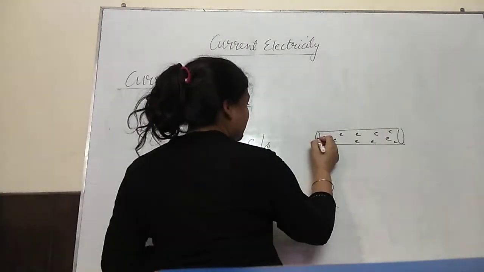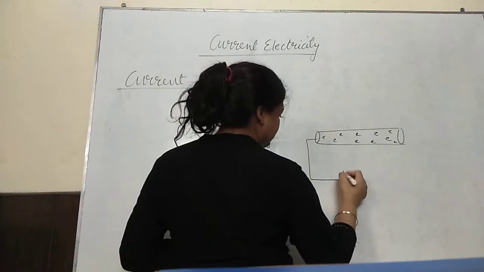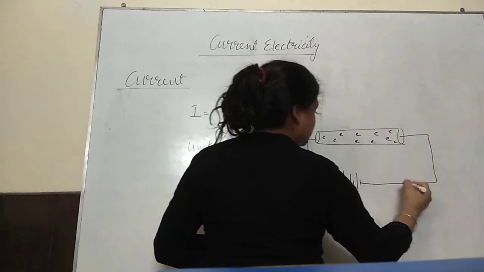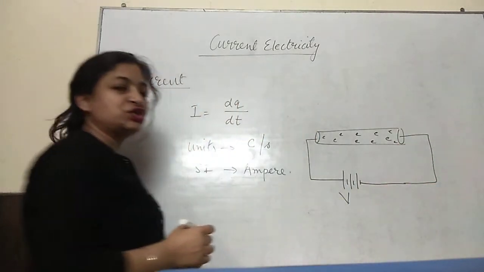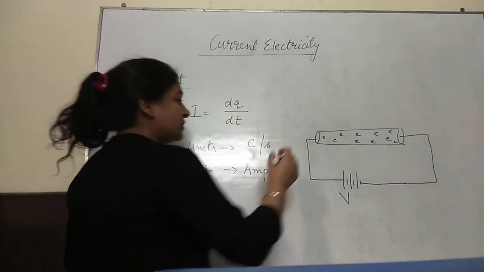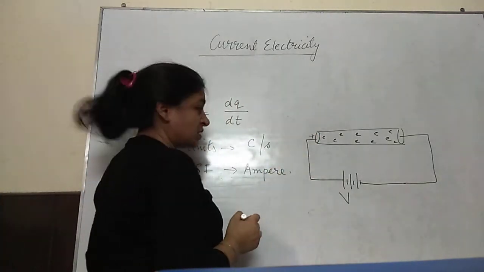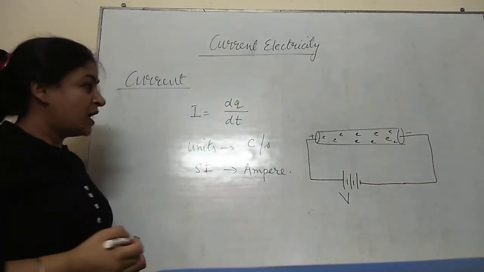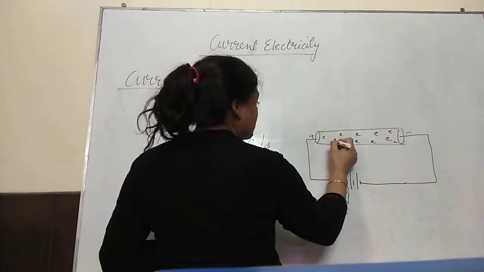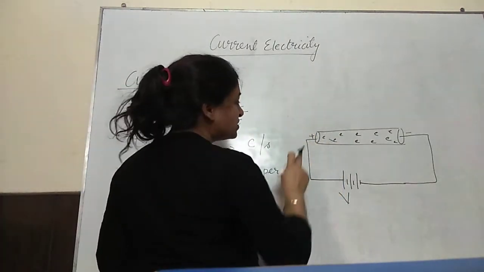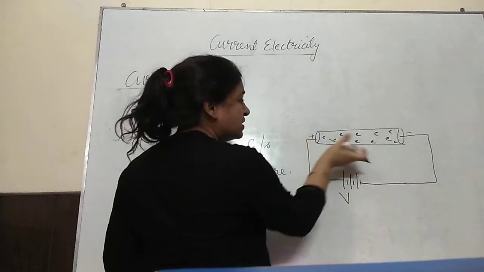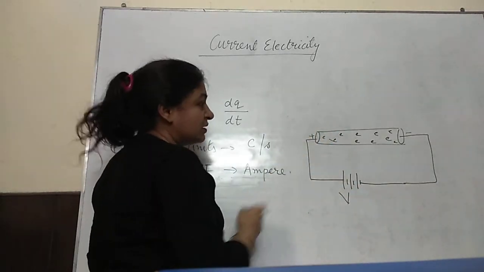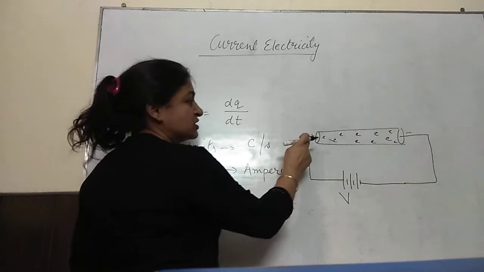Now if I apply some potential difference, suppose I have connected this conductor with a battery having potential V, then what would happen? This end of the conductor will become positive and this end will become negative. The electrons may still be moving randomly in all directions, but this positive end is going to attract the electrons towards itself. They may be randomly moving here and there, but there is a little drift towards the positive side.